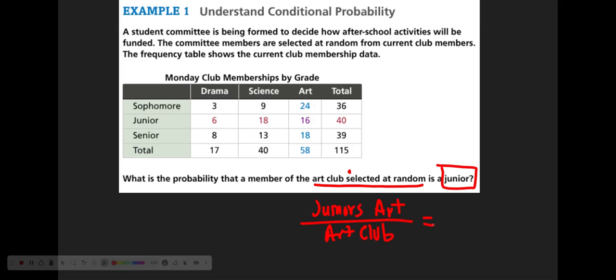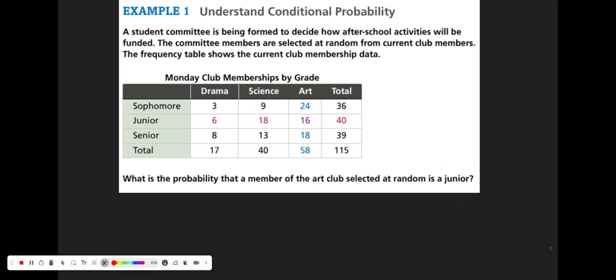So what's the total amount of people in the art club? It's 58. Well, how many of those people were juniors? 16. So we could reduce that fraction to 8/29.